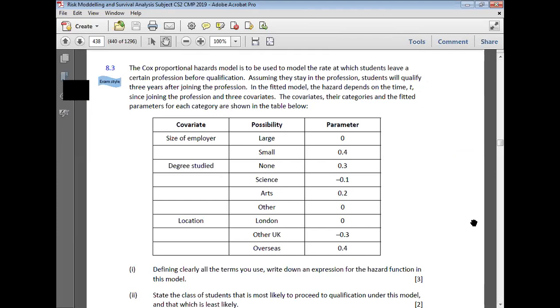So here they have not defined the covariates. Well, the very first question is define clearly all the terms you use and write down the expression for the hazard function in the model. So just read the question and then you guys can tell me how I should go about solving this question.